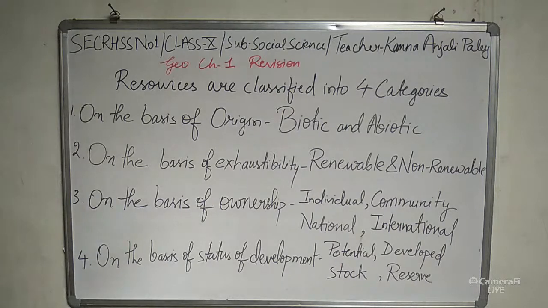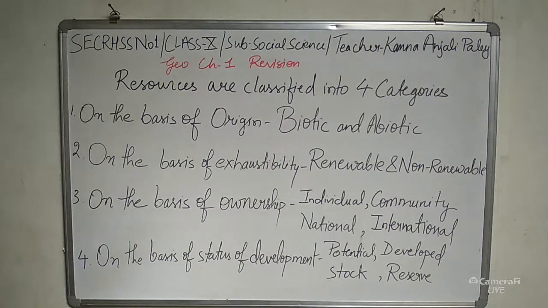Potential means the resources which have abundant or available resources, but presently they are not using those resources. For example, in Rajasthan and Gujarat, they have potential to use the resources of wind. They can produce wind energy, but presently they are not using those resources in their area. So that area has a potential to use that resource in future. That's why that is termed as potential resources.